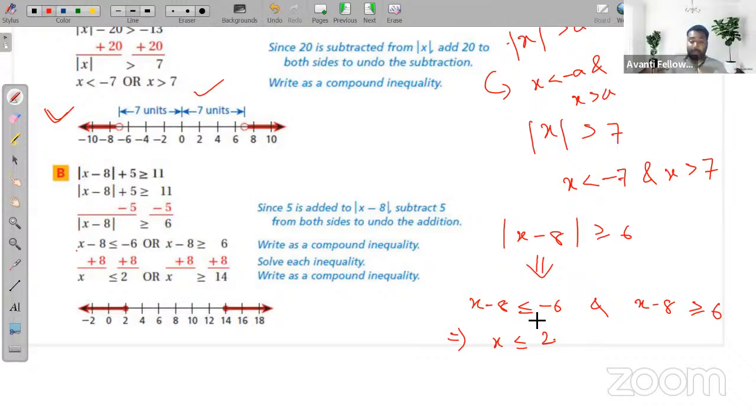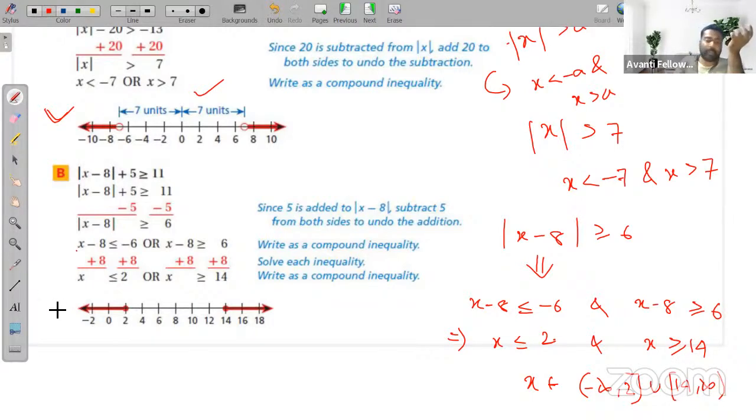Here also you are getting x is greater than or equal to 14. So the solution is x less than or equal to 2 and x greater than or equal to 14. We can represent the solution in interval form: x belongs to minus infinity to 2, where 2 is included, union 14 to infinity. This is the solution set, and this is the graphical representation.